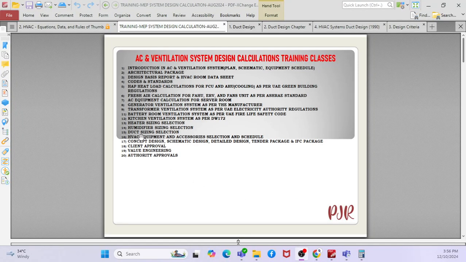Okay, today we will discuss duct sizing selection, like how to size the ducting based on different applications. Clear, right?